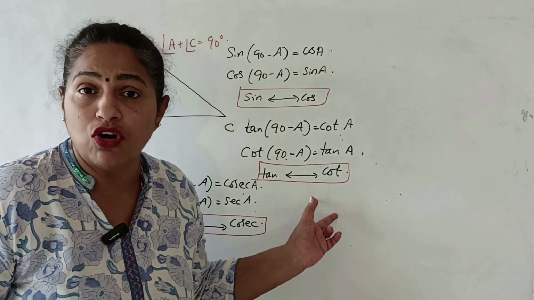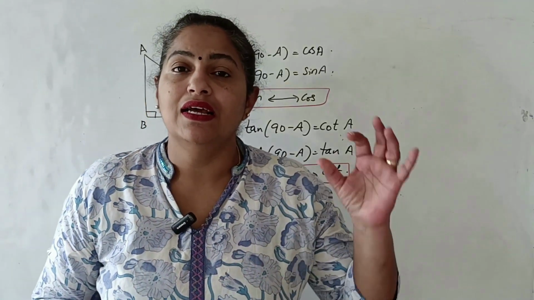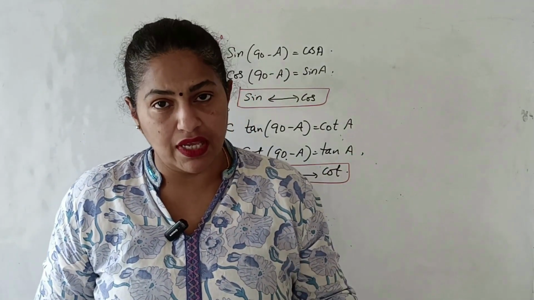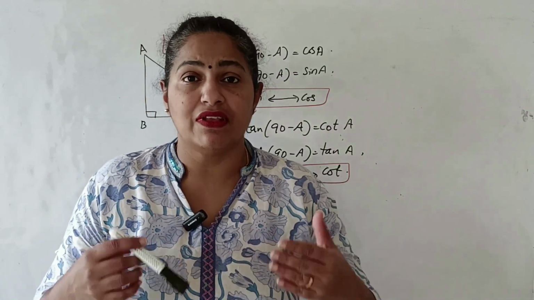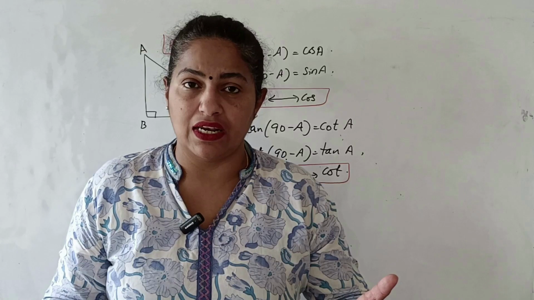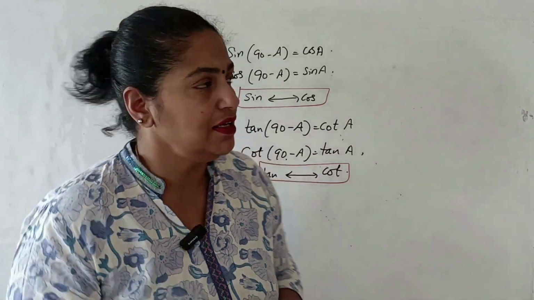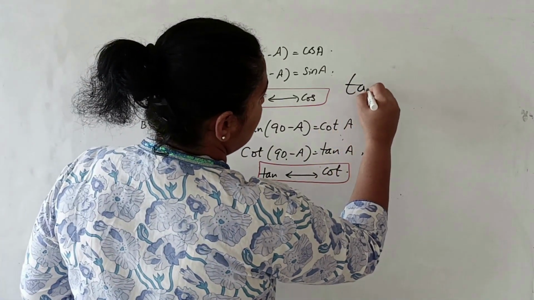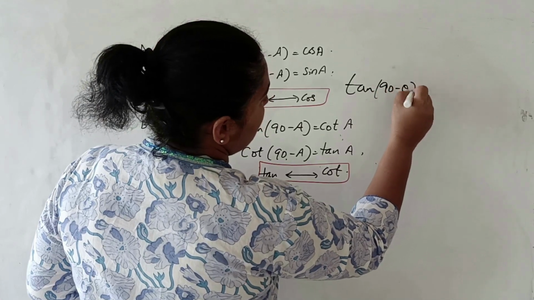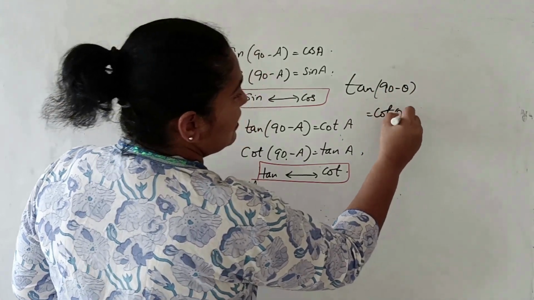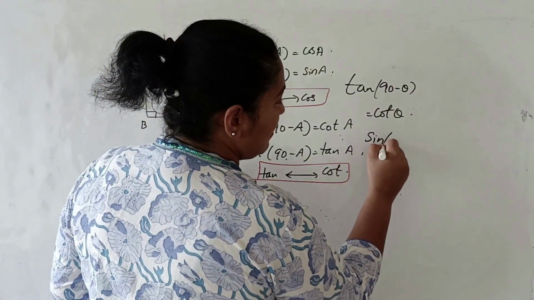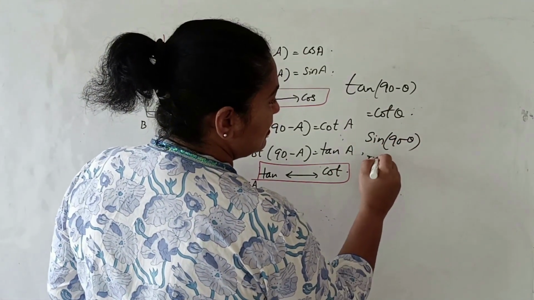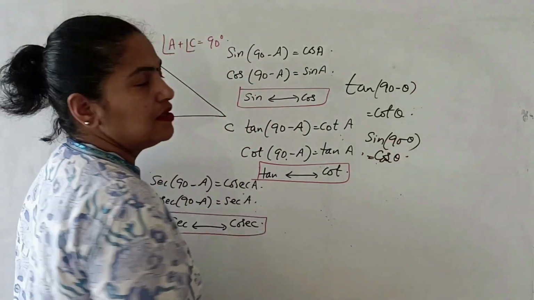Similarly, tan and cot are complementary angles, which means that tan(90 minus A) is cot A and cot(90 minus A) is tan A. So if I am talking about another triangle, what is tan(90 minus theta)? You can blindly say it is equal to cot theta. And what is sin(90 minus theta)? It is cos theta.